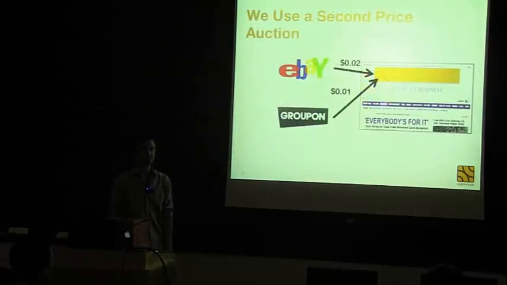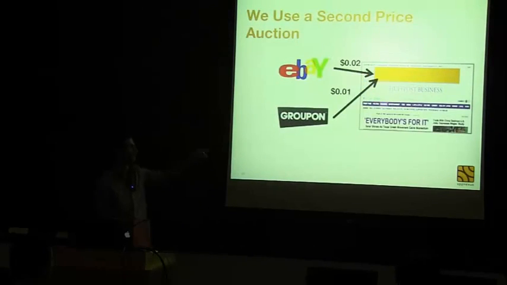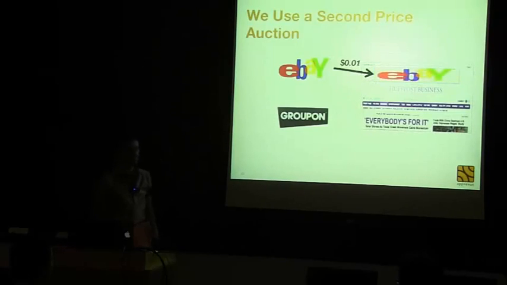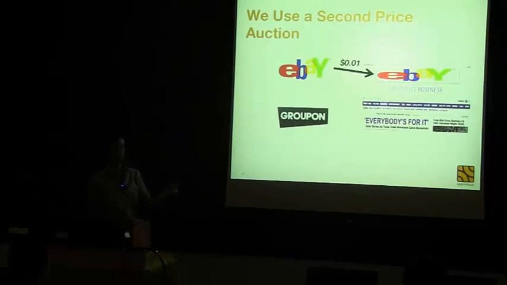And just like Google and AdWords, we use a second price auction as well. So, a very simple example: if eBay is bidding 2 cents and Groupon bids a penny, eBay would win and get to show their ad, but they'd only pay a penny. Now, in some sense, this is a much simpler problem than Google has. We're not auctioning off multiple ad spots on a page. We're auctioning off essentially one at a time. By the way, we do this 30 billion times a day. So we run a lot of auctions.